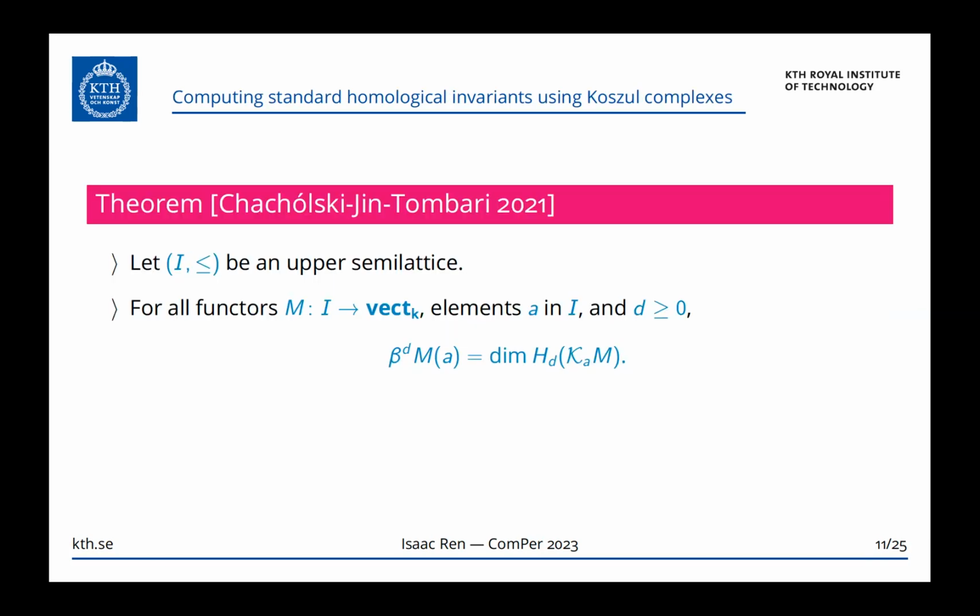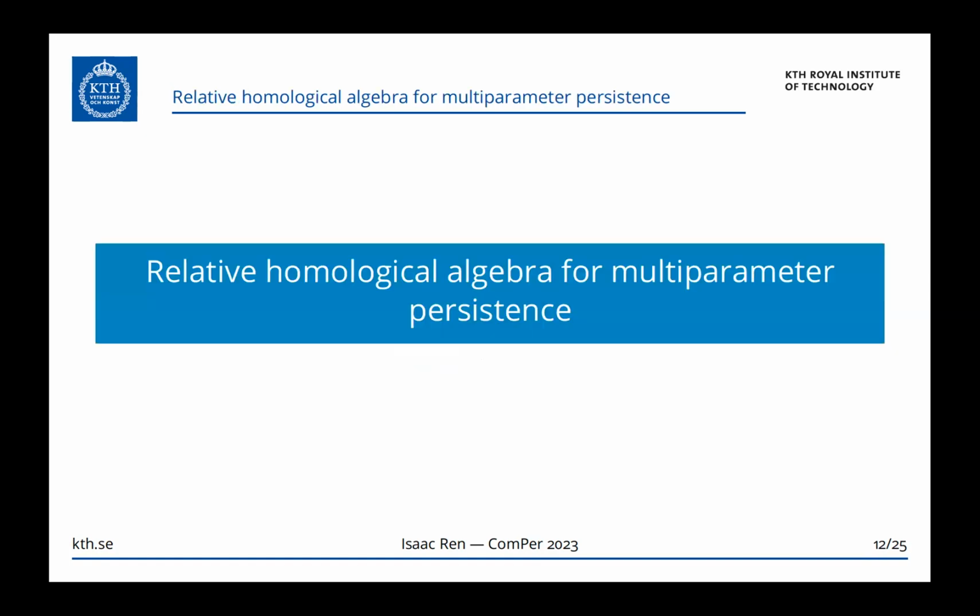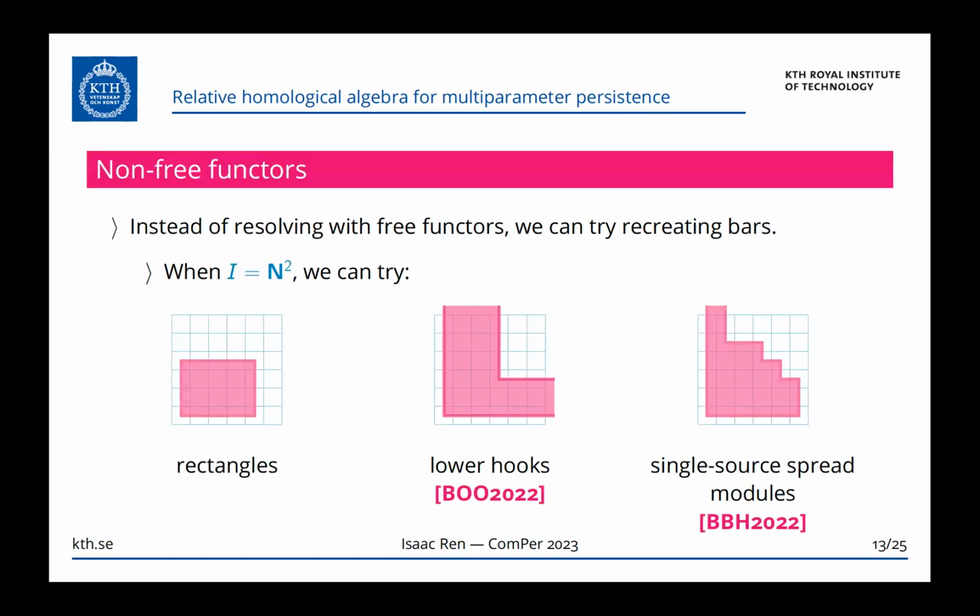I don't have anything more to say, but I'll just keep this on the screen for a bit longer. We'll now move on to relative homological algebra. I mentioned in the beginning that in multi-parameter persistence, we don't have a barcode decomposition, but we can try approximating functors by bars. So instead of having free resolutions, let's try having resolutions by direct sums of other simple functors. In the case of a grid, we can think of, for example, rectangles. Maybe that's a good generalization of bars.